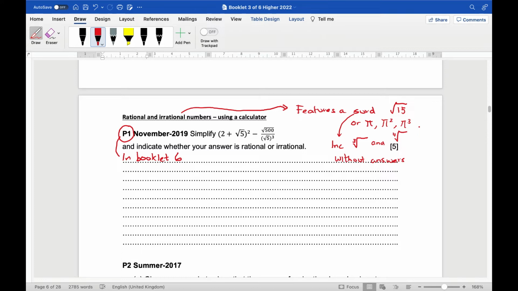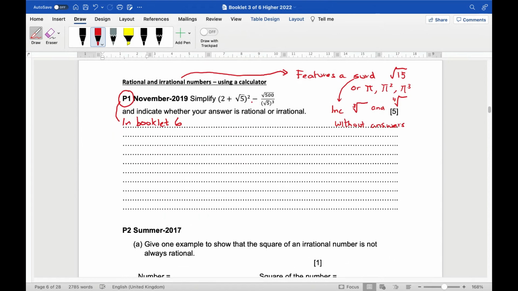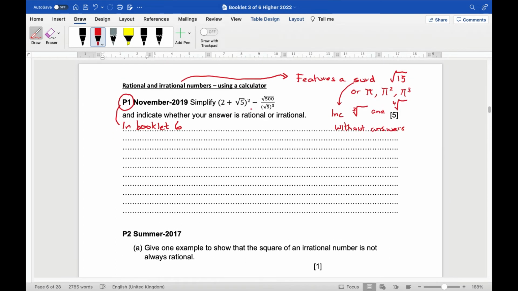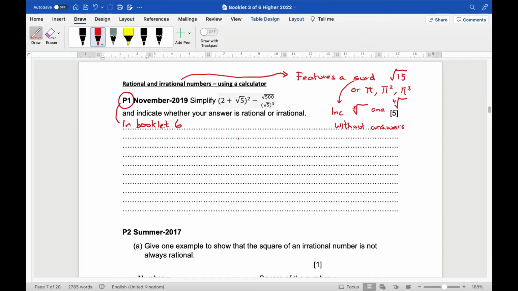Okay. I am not going to go over this one and the bottom one, or I might do the bottom one, because it's in booklet 6, and I will go over it there, because it is more likely that we'll get a question like this in the non-calculator paper, okay, because we'd have to work out the surds. I only included this because it said, is the answer rational or irrational, and we know a question like that is going to come up in the calculator paper, okay?